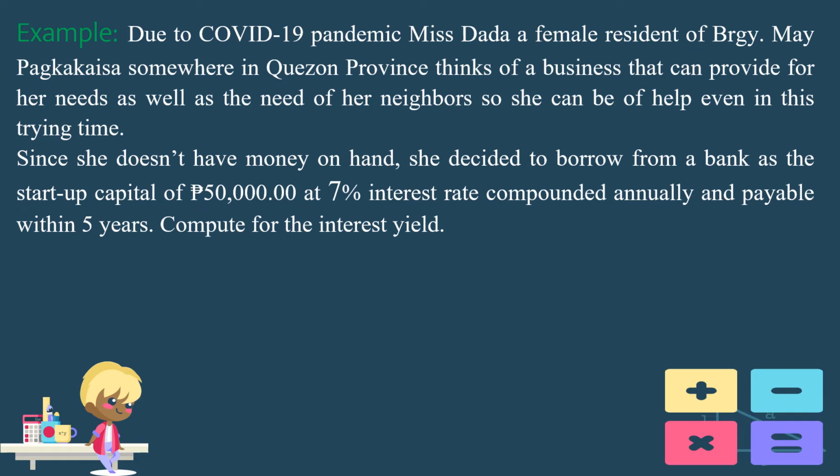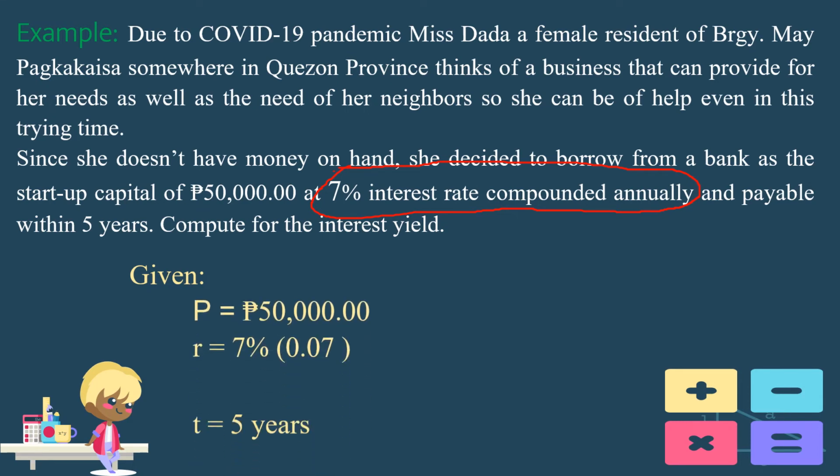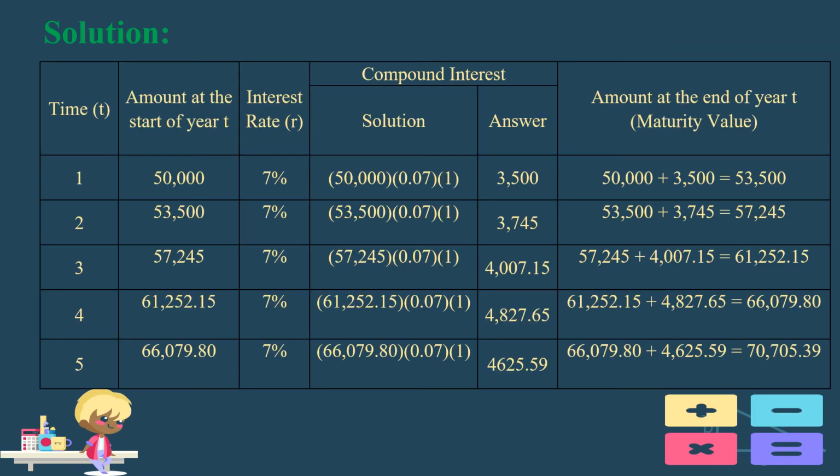So, parang kaparehas lang ito nung example natin kanina. Yun nga lang, kung mapapansin natin, simple interest siya. Dito nakalagay siya na 7% interest rate compounded annually na wala dun sa problem kanina. So, magkaiba siya. Isang simple interest, isang compound interest. So, next, let's identify the given. So, P is 50,000, R is 7%, T is 5 years, and N is 1 or the compound interest, the N. So, to compute for that, pakita natin using the tabular form.